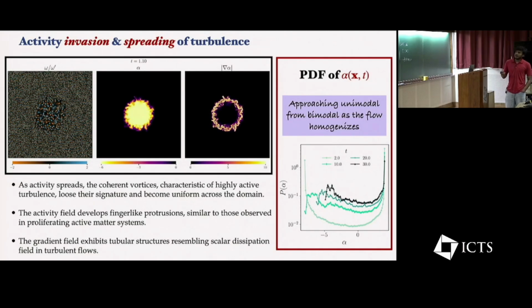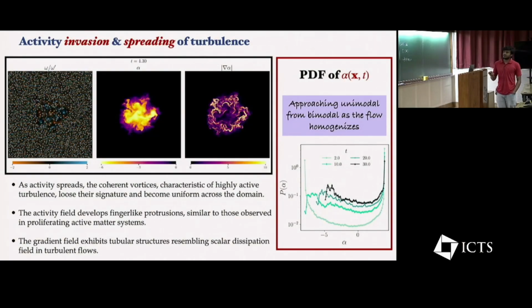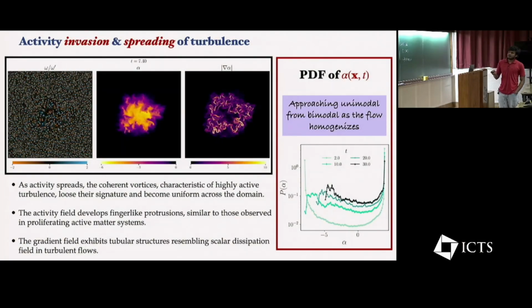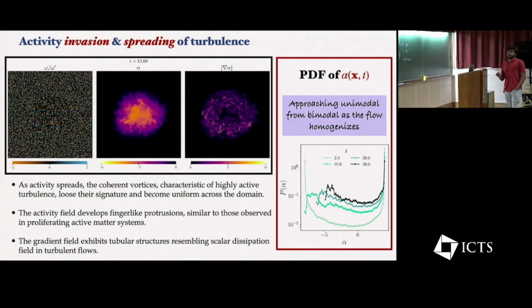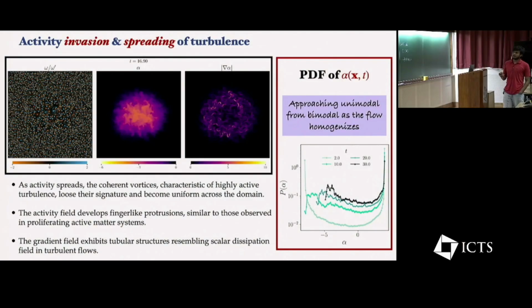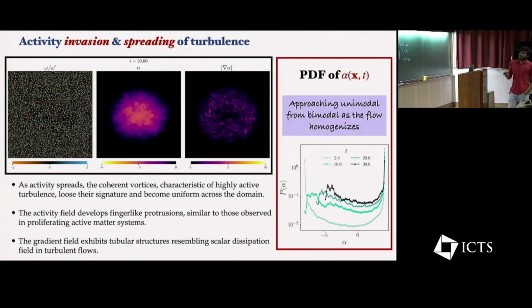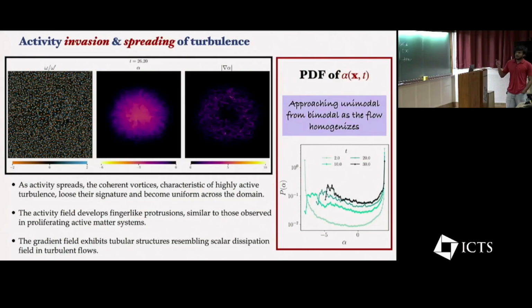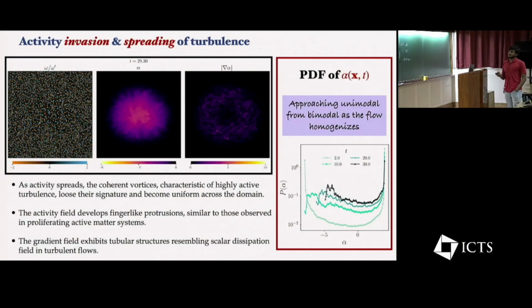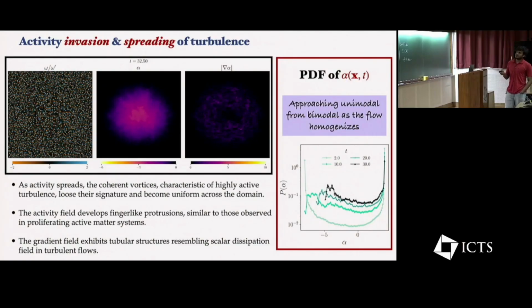Then as you evolve the system, you will see that in this active scalar part, these fingering structures will appear, which you also see in quiescent active matter systems. And this is the vorticity field, where the initially coherent structures will lose their signature and become uniform across the domain. And this is the gradient of the scalar field, where you see these tubular structures.